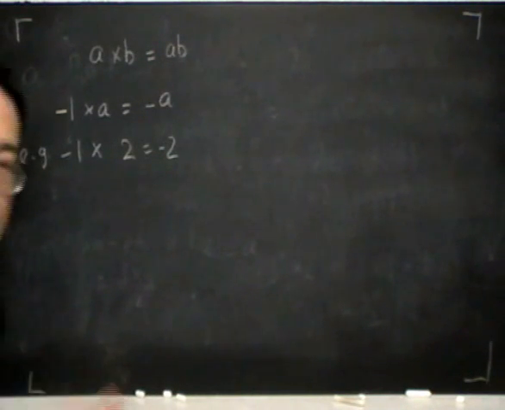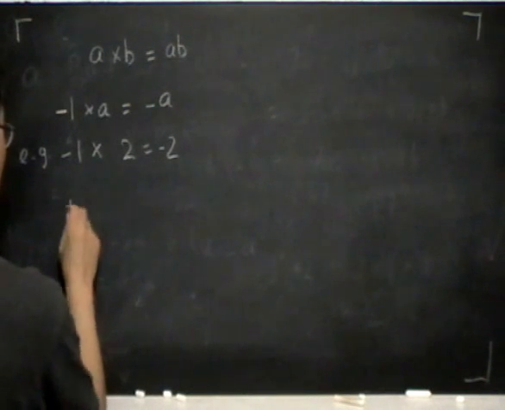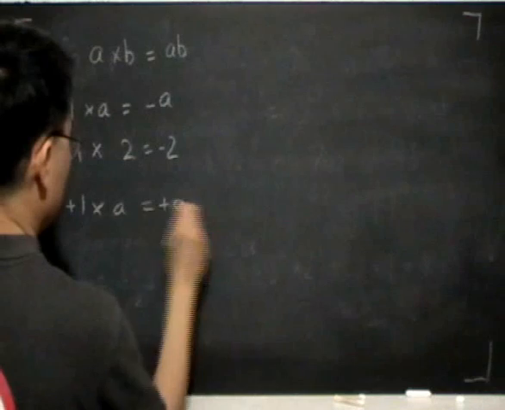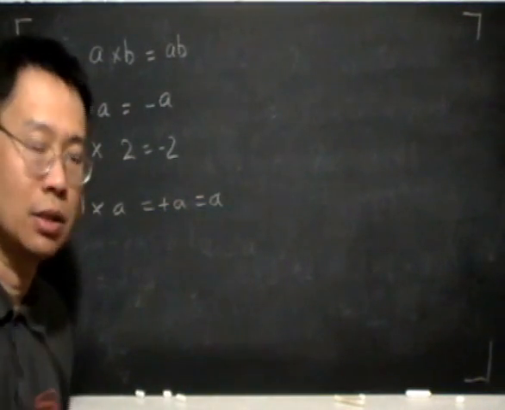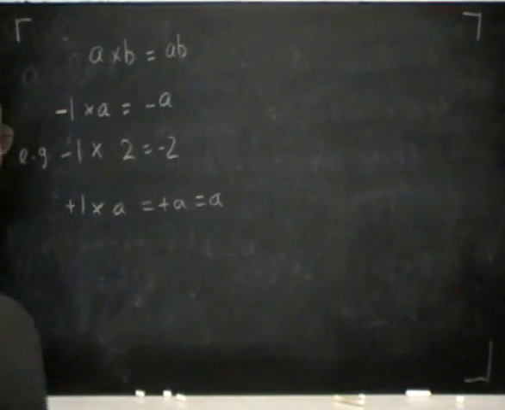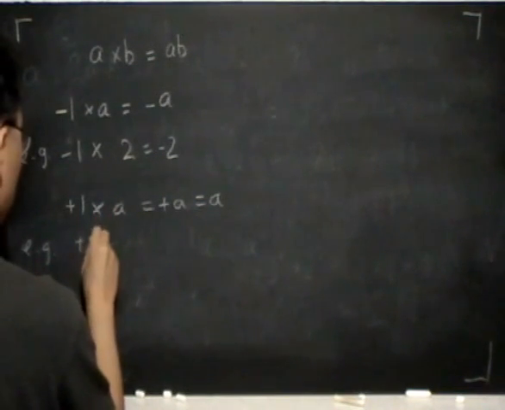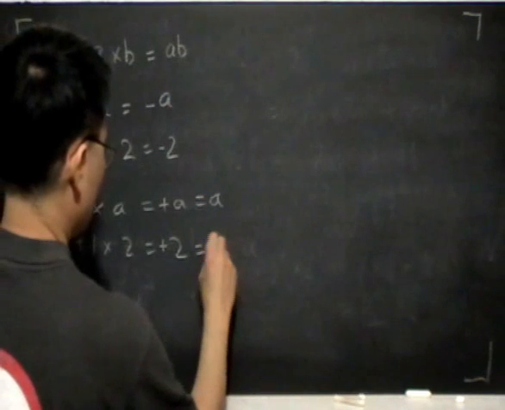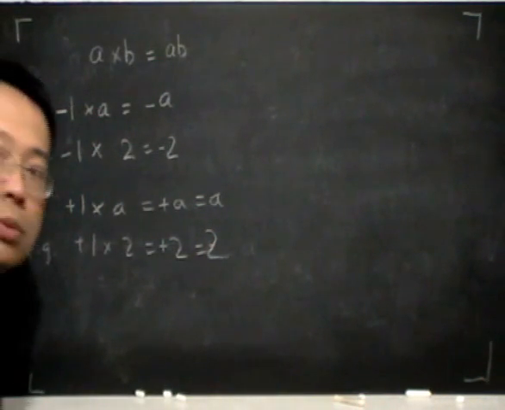Now sometimes you would also see expressions like that. Plus 1 times A, that means the same as plus A. And plus A really means just A. Right? So it's again an example. If you have plus 1 times 2, you can either call it plus 2 or just 2.